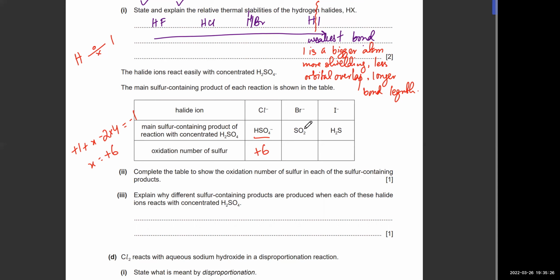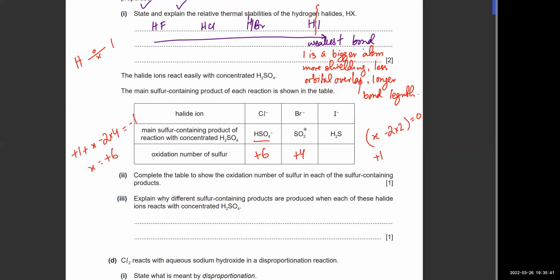Here, if you do sulfur dioxide, sulfur is not known, so sulfur is X. There are two oxygens, so that's -2 times 2, and everything should add up to be equal to 0. So that gives you +4. Or if you do H2S, hydrogen is +1 times 2, and sulfur is X, equal to 0, so -2 aata hai.